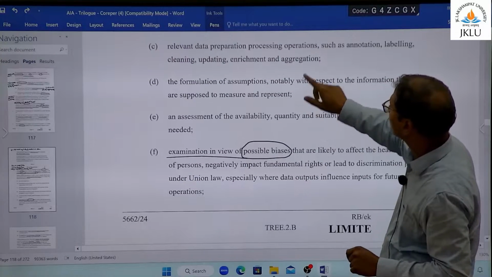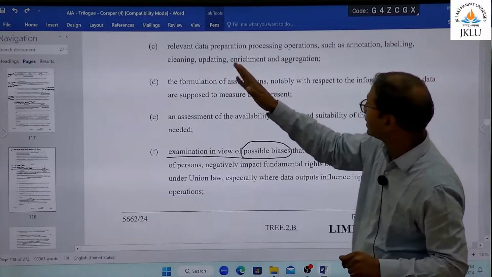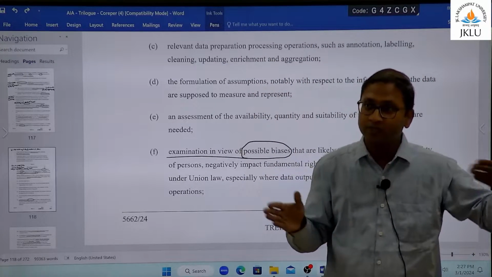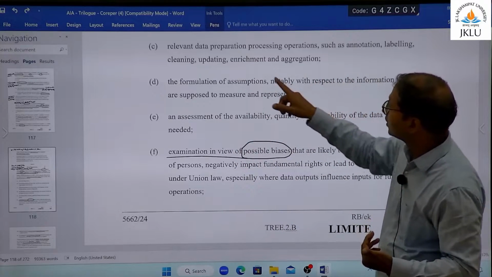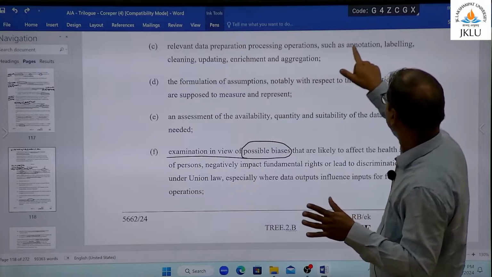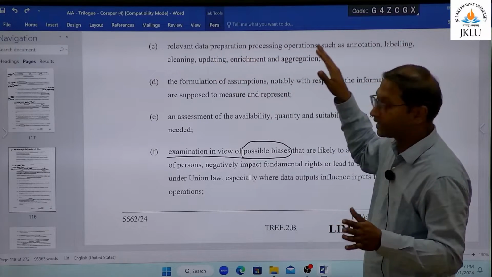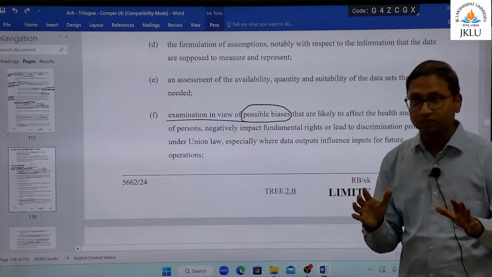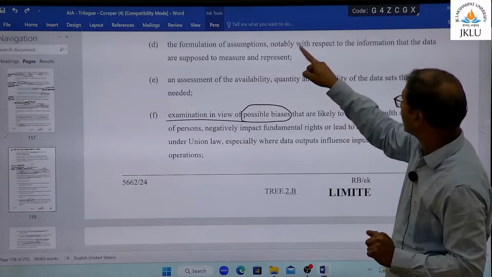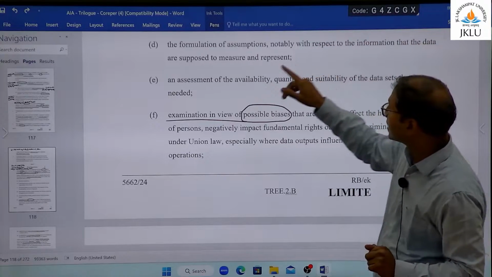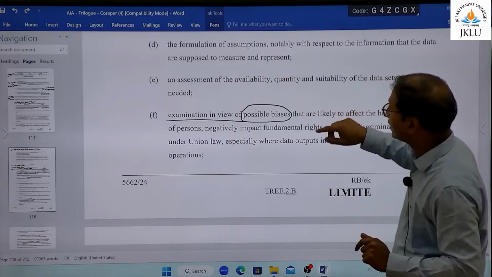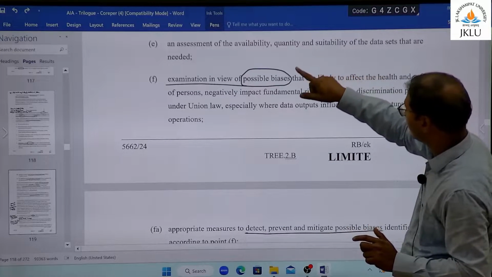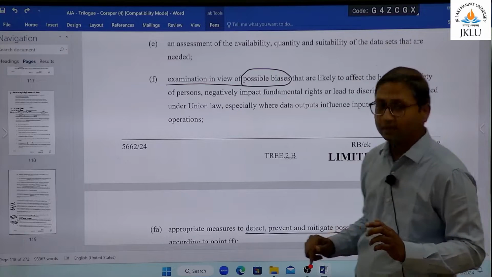Relevant data preparation, processing operations such as annotation, labeling, cleaning, updating, enrichment and aggregation. This document now looks less like a legal document, this is more like a computer science document now. So you have to do all these things: annotation, labeling, cleaning, updating, enrichment and aggregation. The formulation of assumptions, whatever assumptions you are making, notably with respect to the information that the data are supposed to measure and represent. An assessment of the availability, quantity, suitability of the data sets that are needed.